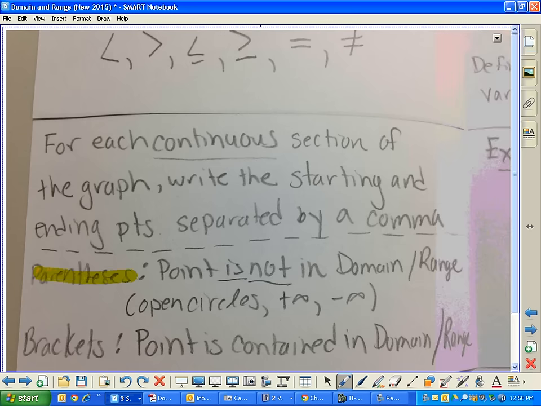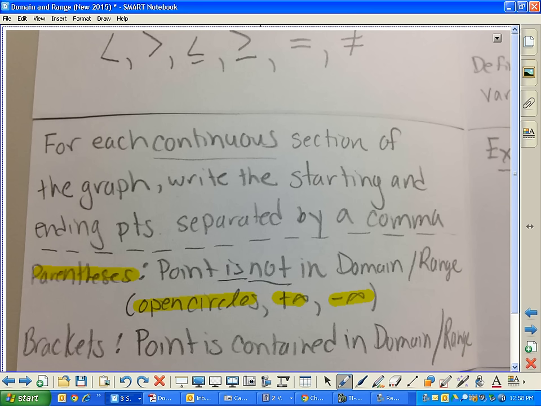Parentheses are used when your point is not in the domain or range. So if you see an open circle on your graph, or positive infinity or negative infinity, you're always going to put parentheses around those because those are points that are not included in your domain or your range. You can't include positive infinity in your domain or your range. Like, I don't even know what positive infinity is. It's just way, way out there.